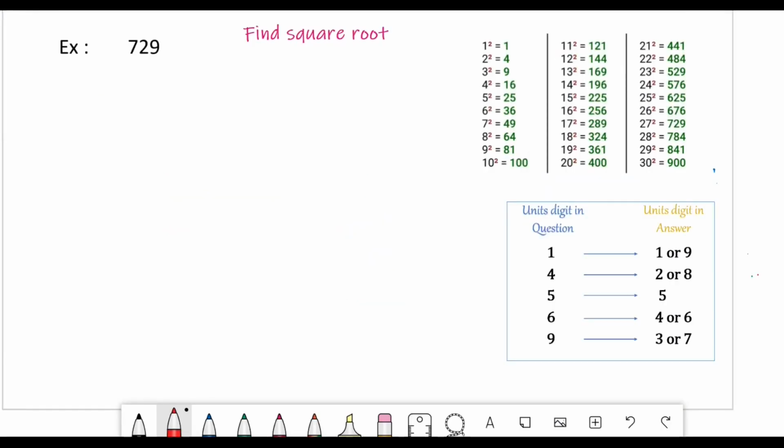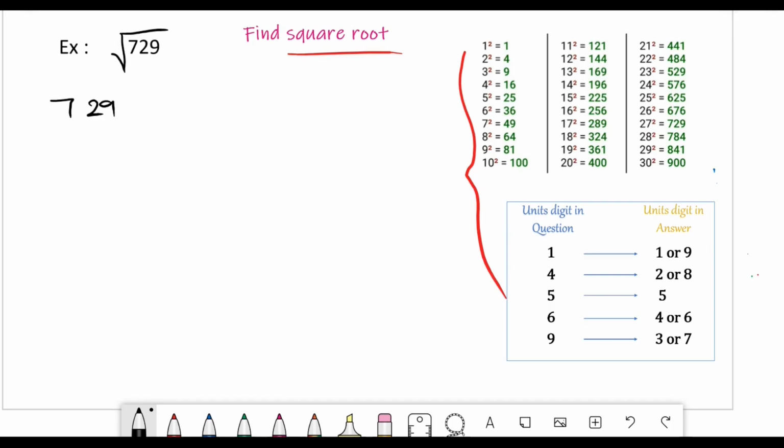Let's learn some square root shortcuts by taking different examples. Once we solve the sums, you will know the importance of this. Now we have to find the square root of the given number. What is the given number? 729. First of all, group the last pair of digits and the rest of the digits together. Since the last digit of the question is 9, we can say the last digit of the answer will be either 3 or 7. Let's take 2 dashes and write down 3 or 7.